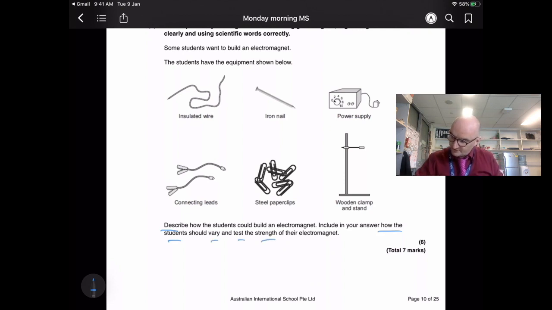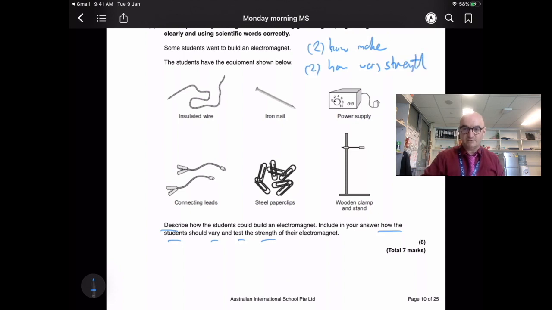Okay, so that's going to be 2 marks for how you make the electromagnet, 2 marks for how you vary the strength. It's a great strategy to plan out your answer. It's going to be 6 marks. That's a big lump. And then finally, you want another 2 marks for how to test the strength. And that's where my 6 marks come from, 2, 4, 6.